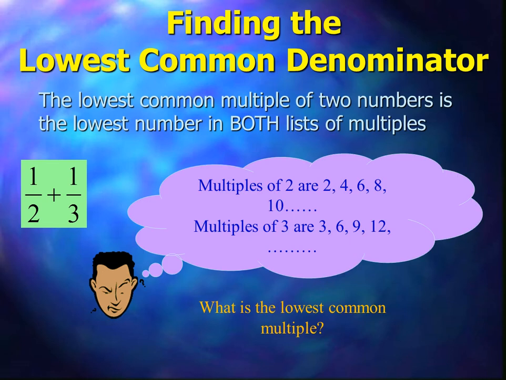So the multiples of 2 are 2, 4, 6, 8, 10, and so forth. The multiples of 3 are 3, 6, 9, 12, and so forth, on and on. But what is the lowest common multiple between 2 and 3? Well, when we look at the numbers, we can see that 6 actually ends up being the lowest common multiple. It's the lowest number that is the same on both lists of numbers.